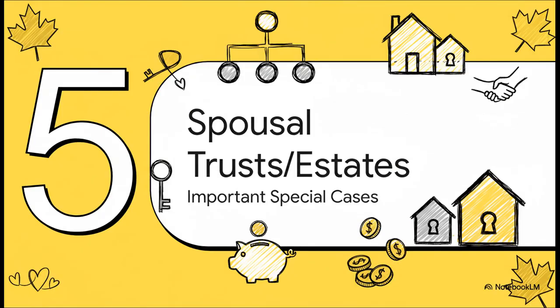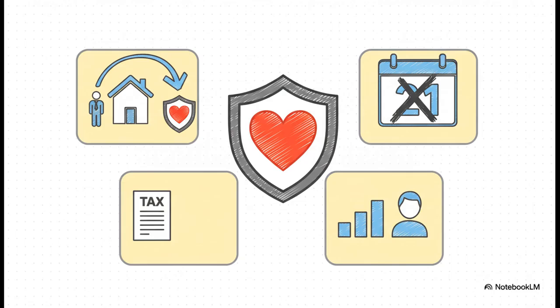So, we've covered the general rules. Now let's zoom in on two of the most common and important special cases that you'll encounter in practice: spousal trusts and estates. A qualifying spousal trust comes with three incredibly powerful tax advantages. First, when assets are transferred into it from a deceased person, they can go in at their original cost. This is a tax-deferred rollover. Second, that 21-year rule we just talked about, it gets waived. The big tax event only happens when the surviving spouse passes away. And third, when that spouse does die, the resulting income is taxed on their final personal tax return, which means it gets access to their graduated tax rates.